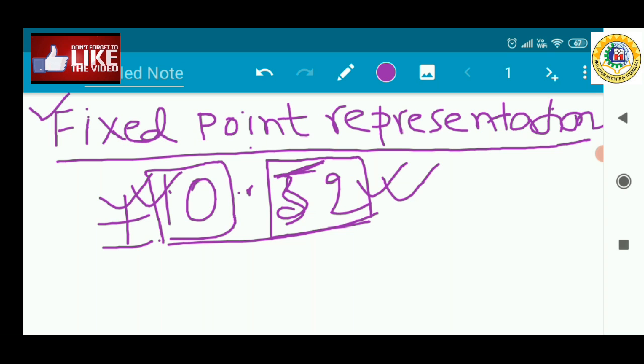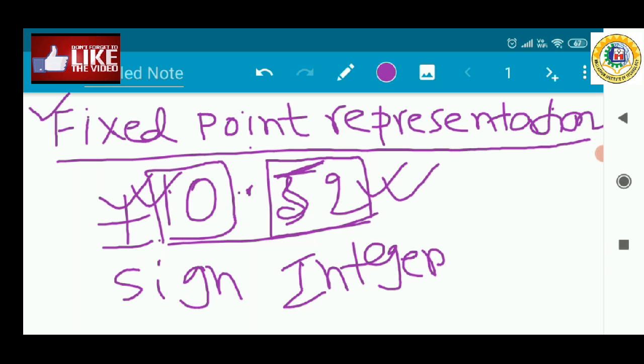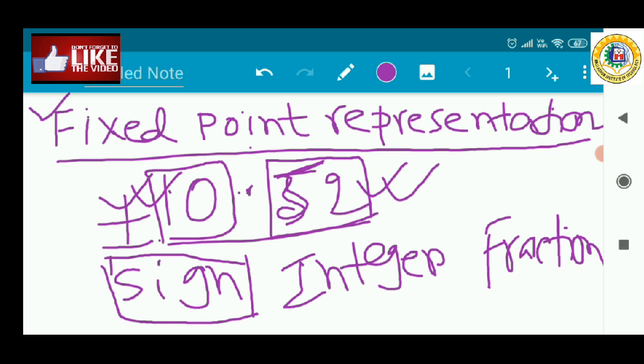In the case of signed fixed point representation, there are three fields. The first field is the sign bit field. The second one is the integer, and the third one is the fraction. To represent a signed fixed point number in a computer system, some bit is reserved for the sign. That means only one bit is required in the general case. If the number is positive we represent it with a 0, and if the number is negative we represent it with a 1. So only one bit is required.